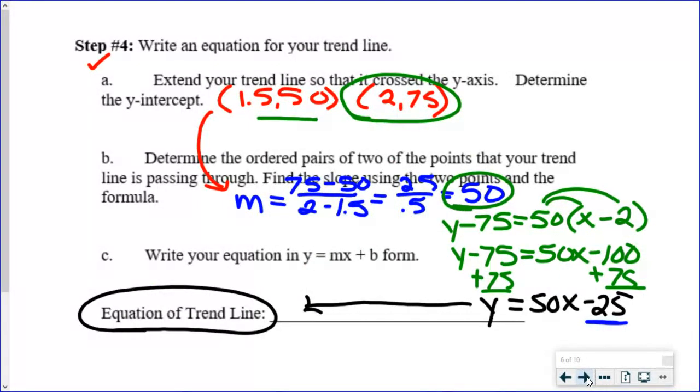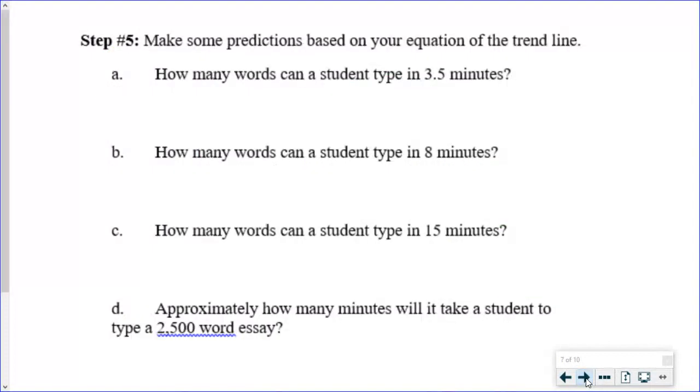Do you have the equation of your line? It might not be the same one. If you have 2 different points, yours might be slightly different. Your slope should probably be around 50, and your y-intercept is going to be a negative or maybe closer to 0. Ready? Mine is y equals 50x minus 25. So I'm going to write that here because yours is on your paper.